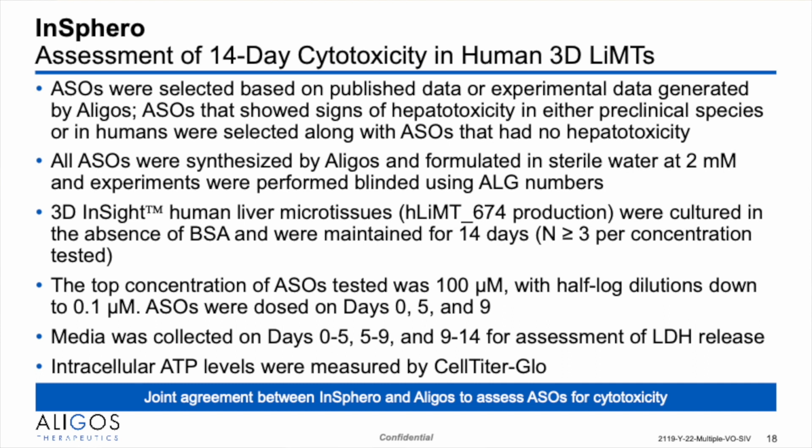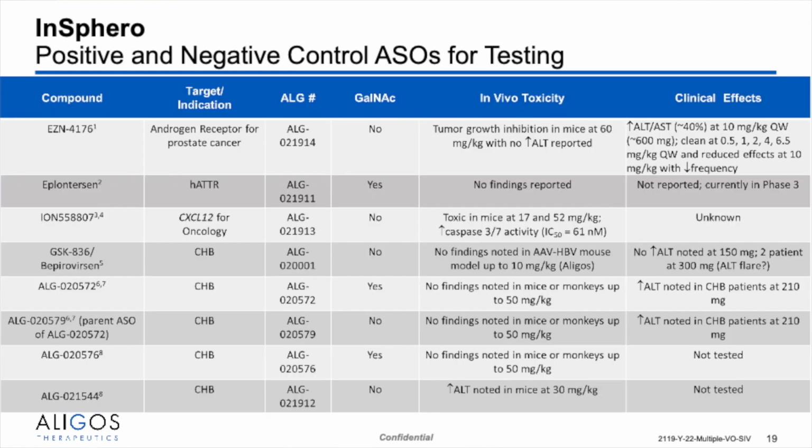So this was a joint agreement between the 2 companies. Obviously, they wanted to understand if their model could predict some of these hepatotoxicities. So it was a good opportunity for both of us. So I won't go too much into this, but we had a number of different ASOs that have gone into the clinic where we had either in vivo toxicity or clinical effects. So we had a mix of positive and negative controls. And then also took our 572 as well as the parent ASO of that without the GalNAc conjugation.